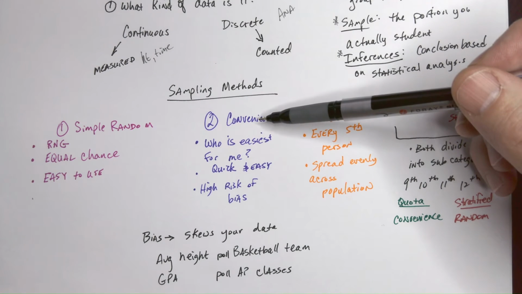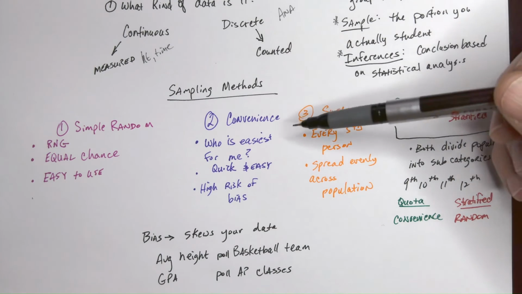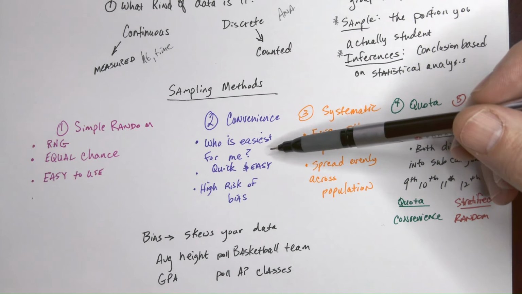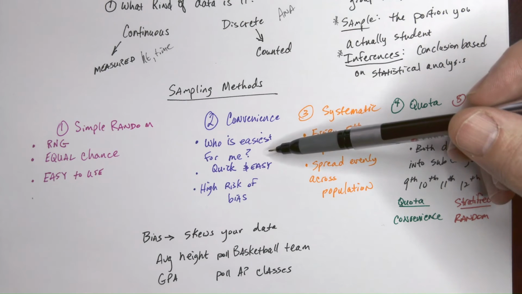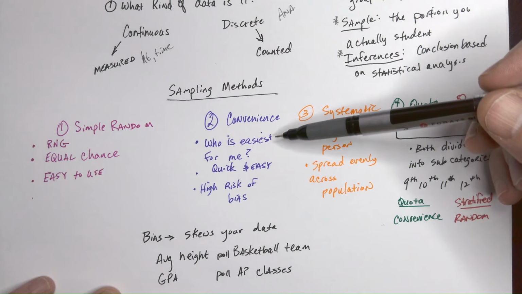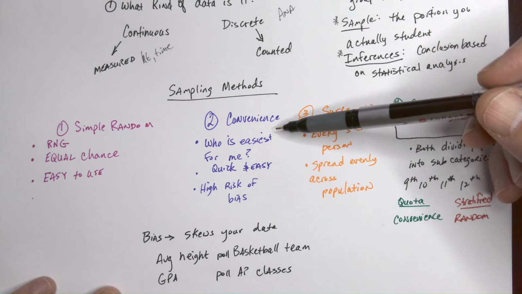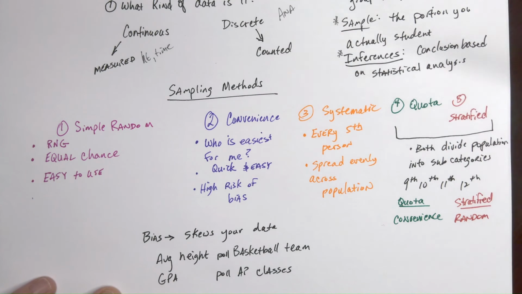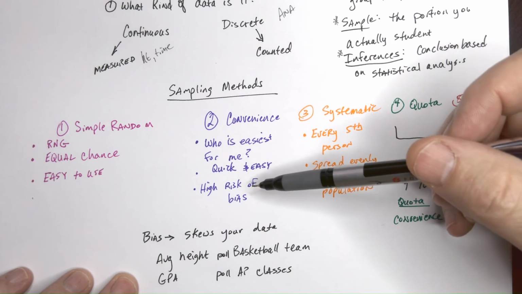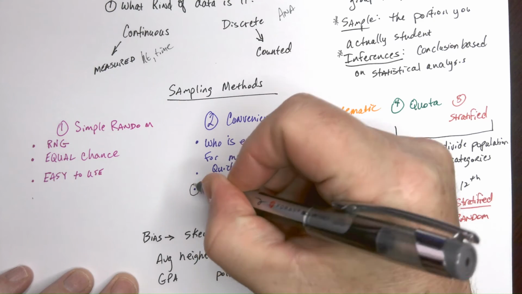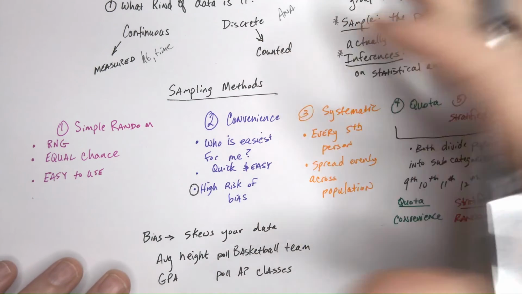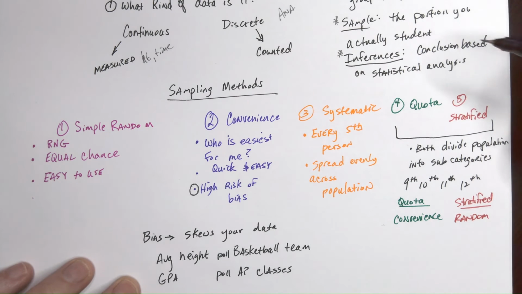The next method is called convenience. That's basically the easiest way you can collect information. So if you wanted to conduct a study dealing with students in your school, convenience would be your friends, the people near you, people that have the same class as you, people that eat lunch with you, ride your bus, whatever's quick and easy. There's a high risk of bias here because it's only the people around you. And so you might not get a fair representation of what the people in your school would be like.